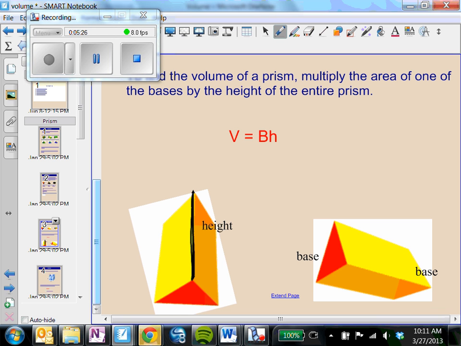So here's the formula, but instead of having a little b, it has a capital B, and that capital B actually has meaning. It means area of base. So let's write that in, area of base. So we find the area of one of the bases, and we multiply it times one of the heights. And that gives us the volume of the entire figure, or the entire prism.